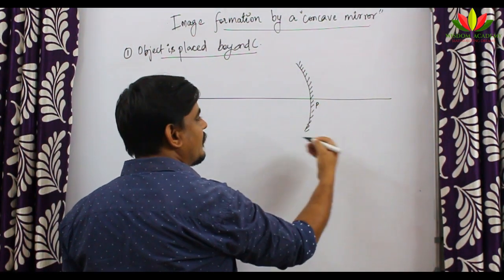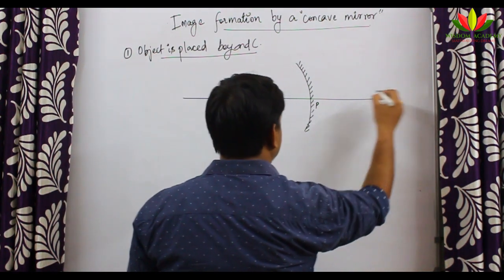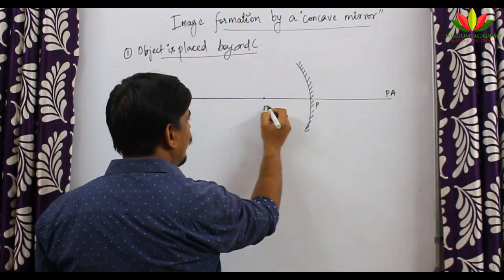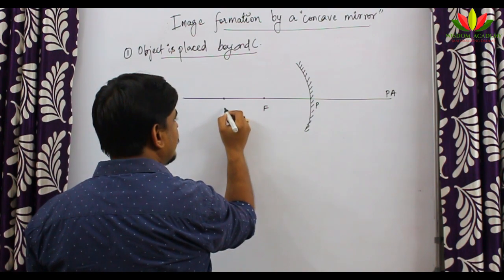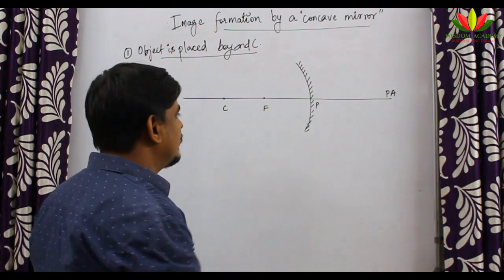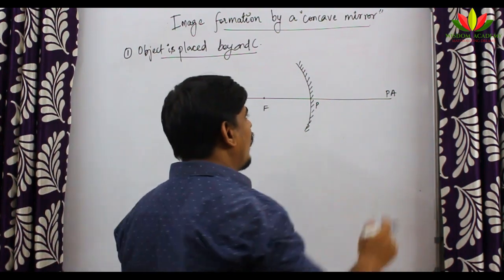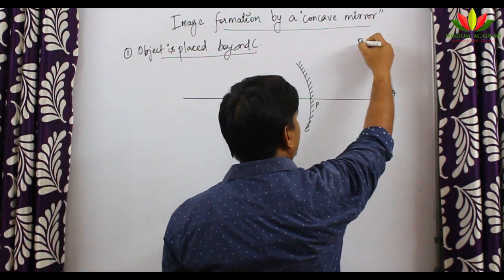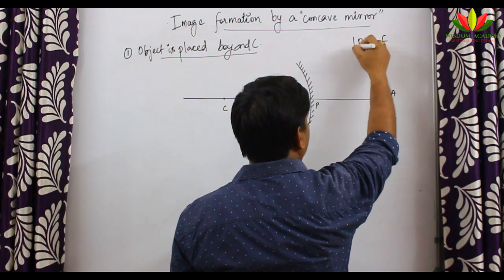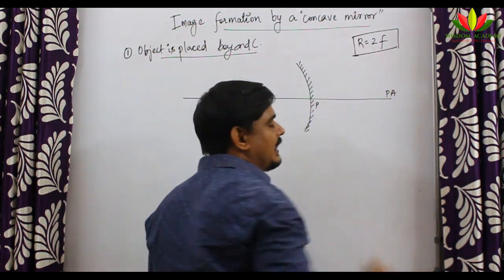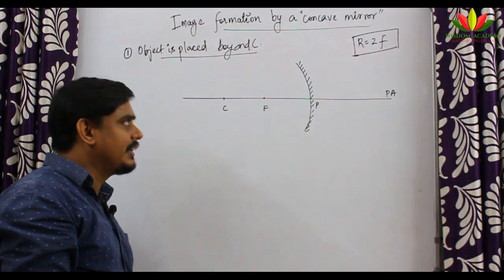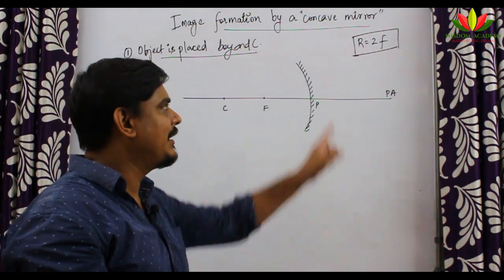This is the pole, this is the principal axis, there would be focus and this would be the center of curvature. This is focal length and this is radius of curvature. Remember one thing, always radius of curvature is 2 times the focal length. Very, very important point. If focal length is 10 centimeter, radius of curvature will be 20 centimeter.